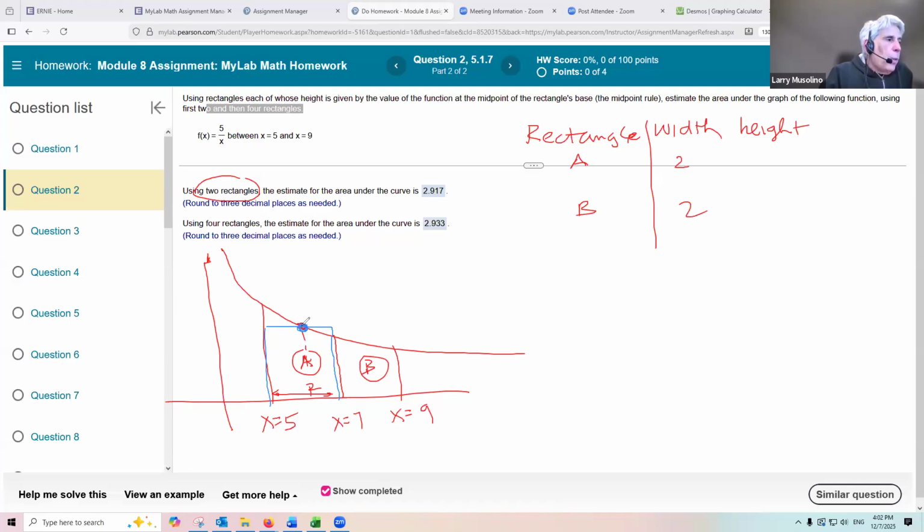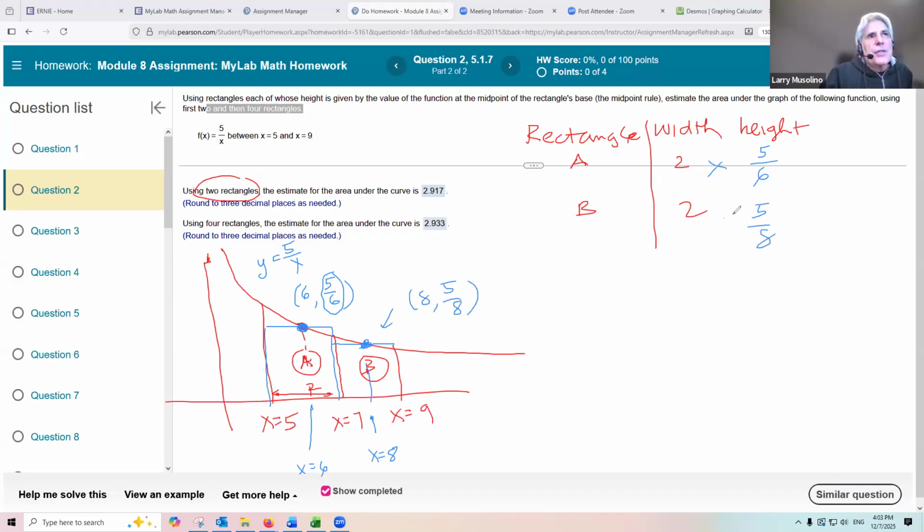So I have to figure out what this y value is for the midpoint. Well, the midpoint here would be x equals 6. So this point, let's label this point 6 comma 5 over 6. Remember, the y value is 5 over x. So if x is 6, the y value is going to be 5 over 6. So the height here is 5 over 6. All right, let's go to rectangle B. The midpoint is going to be here. Well, that's at x equal 8. So this blue dot here is 8 comma 5 over 8. So the height is 5 over 8.